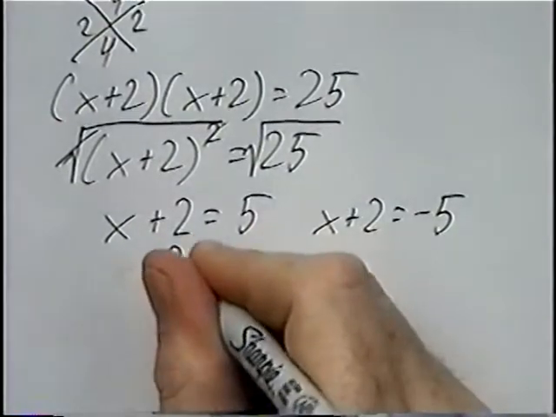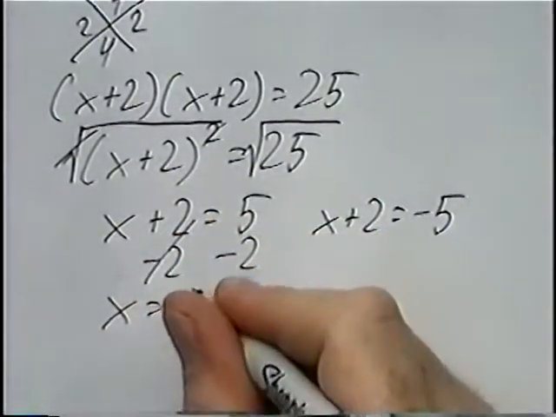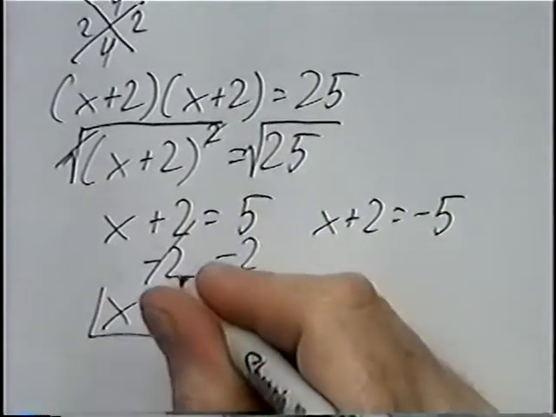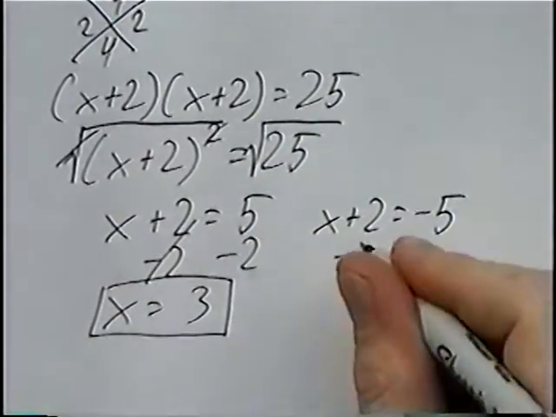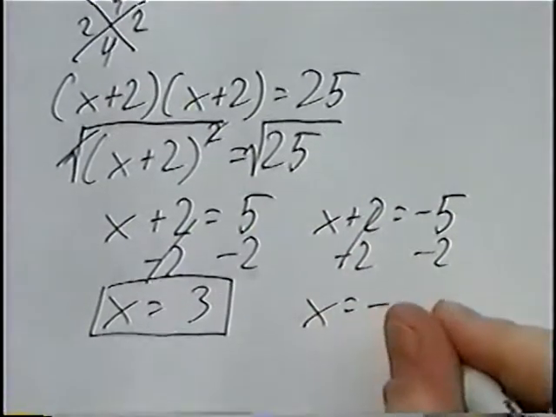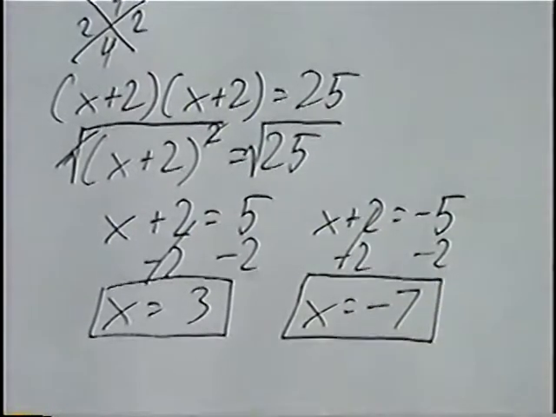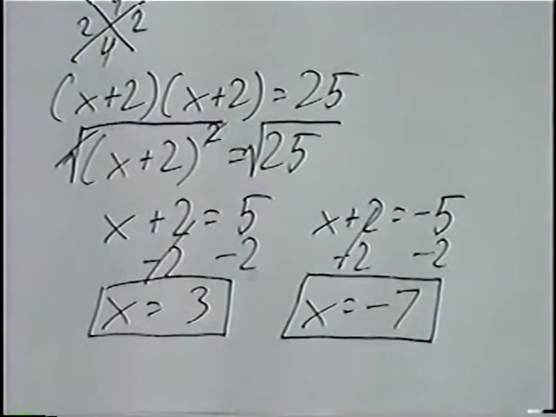Solving from here, we can subtract 2 on both sides. So x is equal to 3 for our first answer. And our second answer, subtracting 2, we'll have x equals negative 7. So our two answers to the equation, x equals 3 and x equals negative 7.